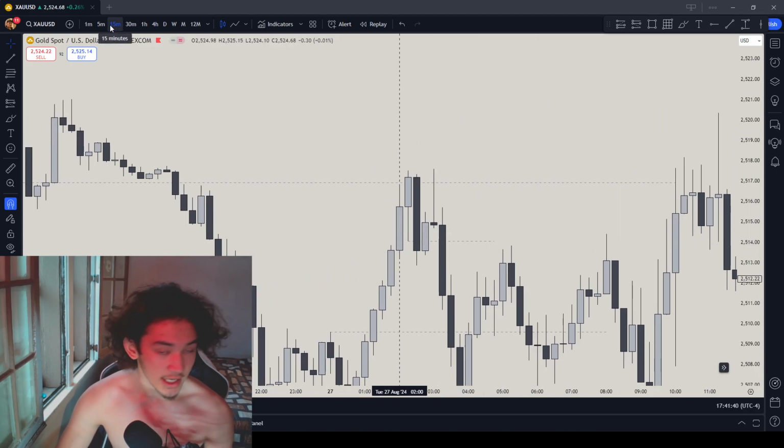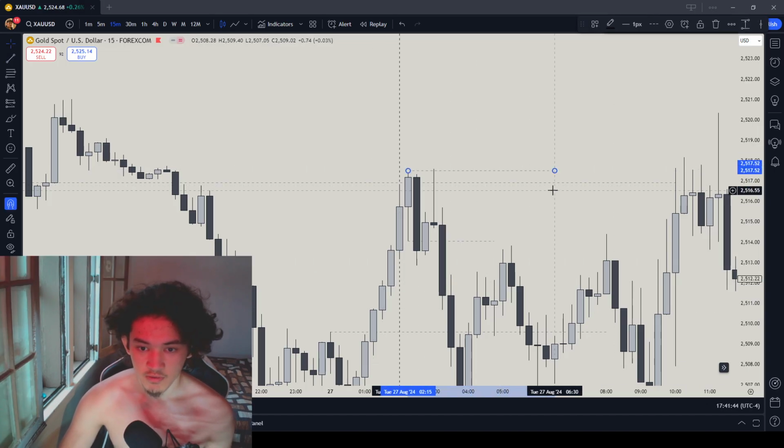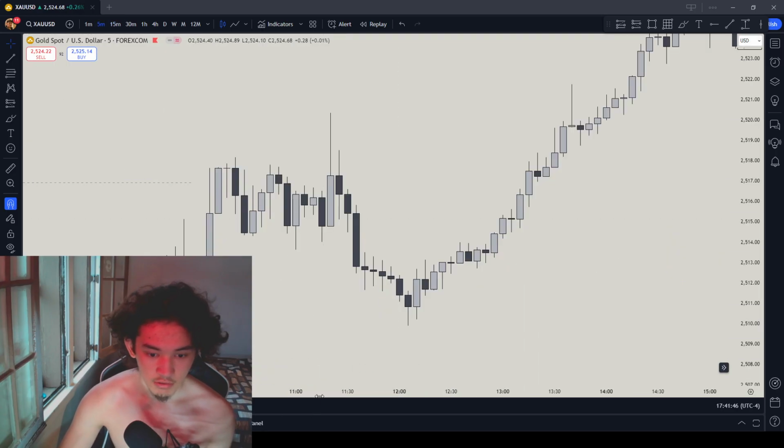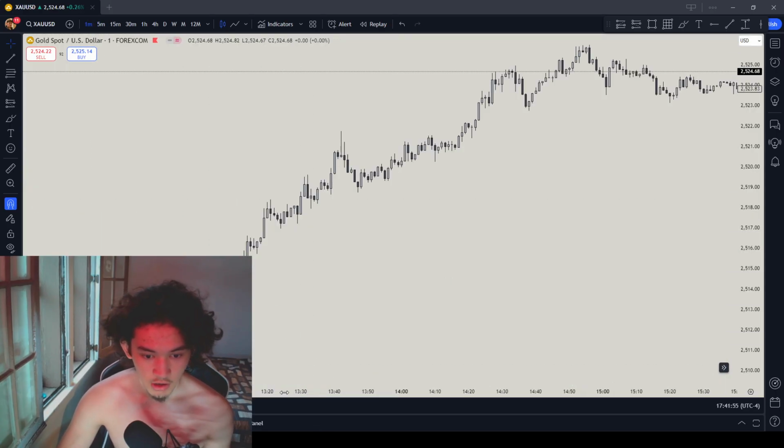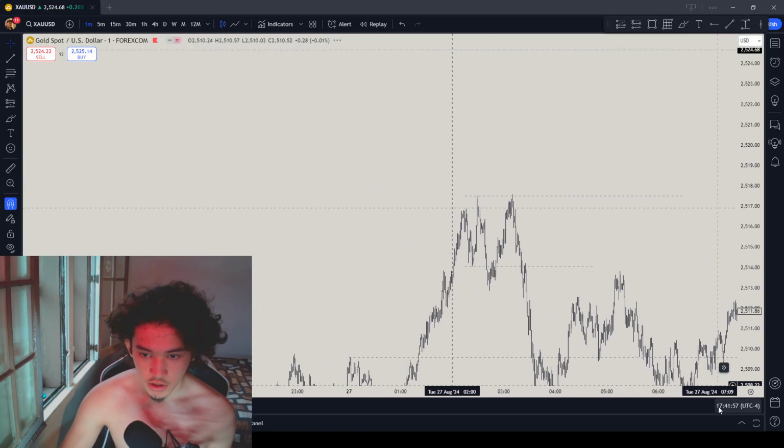Now how can you execute out of this, right? So we're looking for a 15-minute confluence. We got another drawn liquidity. Now we got a 5-minute. We're looking for a 5-minute confluence. This order block goes with the 15-minute drawn liquidity. It's powerful. Now go to 1 minute. You're looking for execution. Perfect execution would have been here.